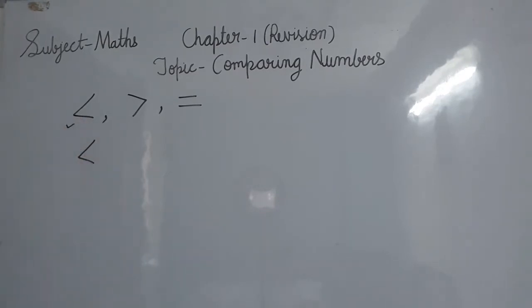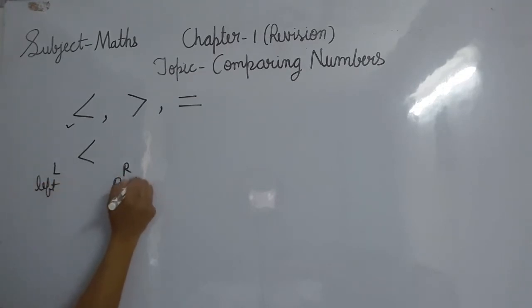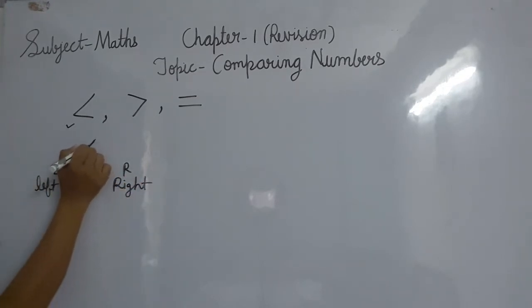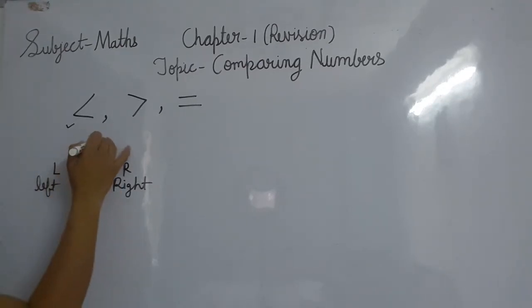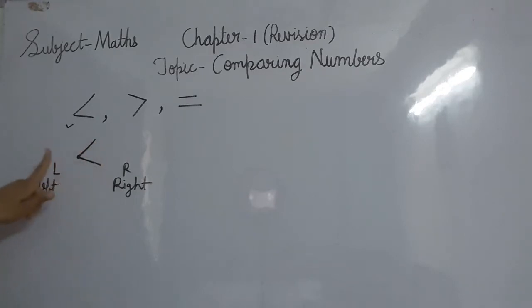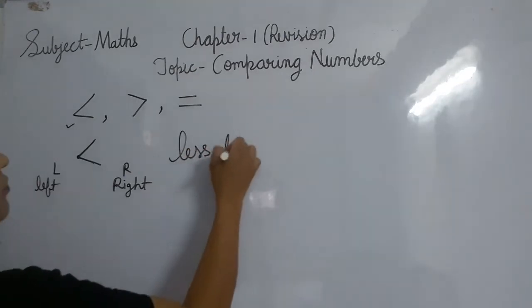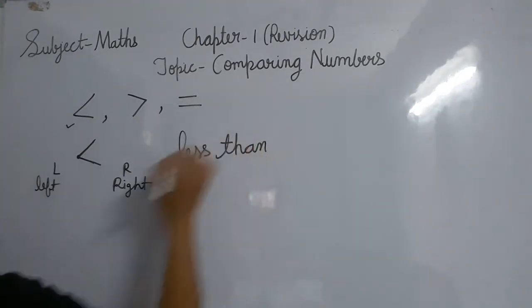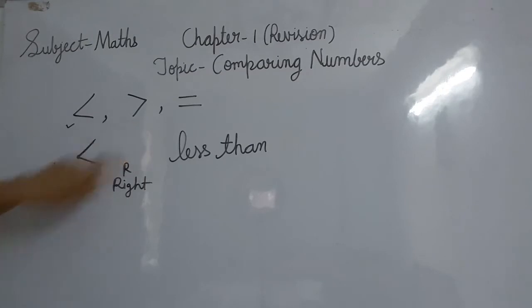Which symbol is it? We always read the symbol from left to right. This is the left side and this is the right side. On the left side, the mouth is closing, and on the right side, the mouth is opening. So this is lesser than. This is the less than symbol. Which is this? Less than symbol. Now let's take the second symbol.